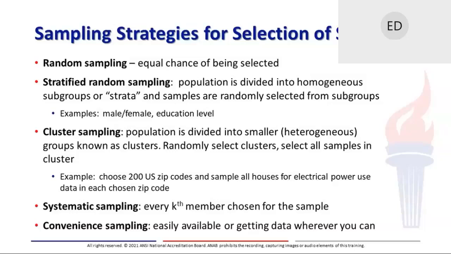Convenient sampling is probably the least likely that we would use, although in some cases we might use convenient sampling in the laboratory. But in this case, it's just an easily available sample that you get wherever you can.